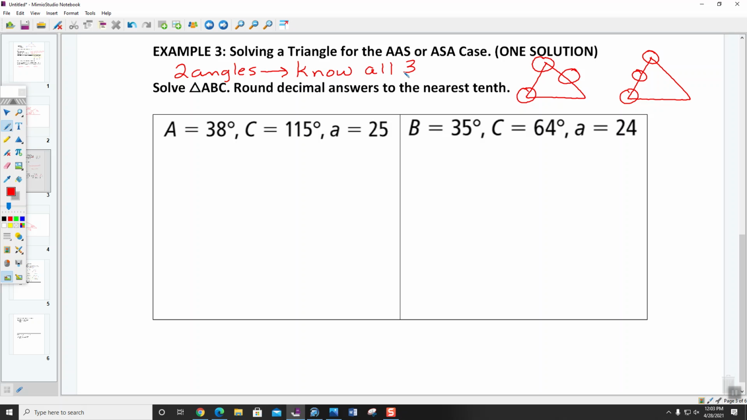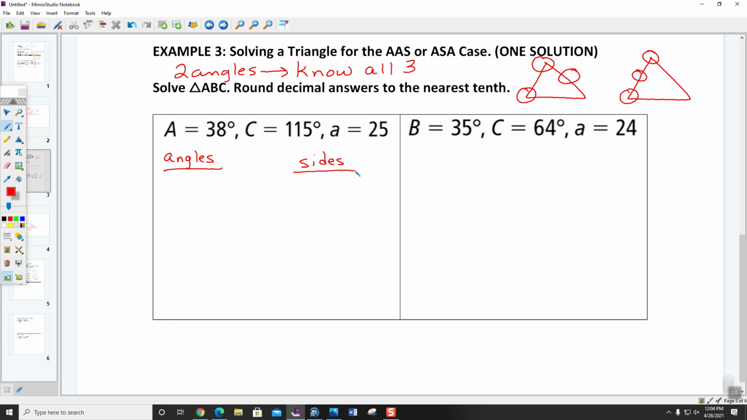So let's talk about how we solve this triangle. Solving a triangle means find me all the lengths of the sides and all the angles. In this first example, how many angles do they give you? Two of them. So I like to set my work up like this: angles first, and then sides over here.